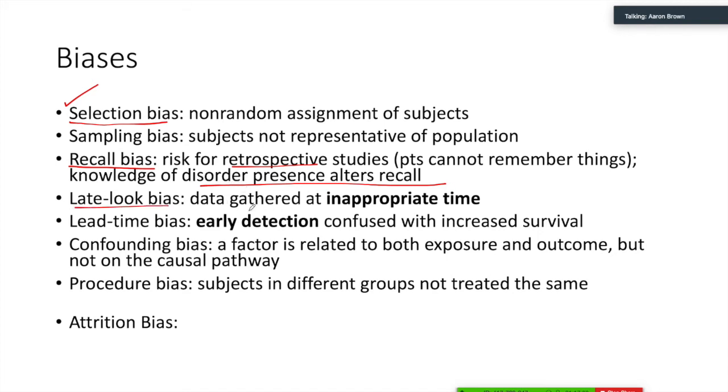Late look bias is when you have data gathered at an inappropriate time. Lead time bias is early detection confused with increased survival. The classic example of this that you may be given is pancreatic cancer. Pancreatic cancer is very deadly. We do not have a good treatment for it. Typically, people that get pancreatic cancer are going to die.